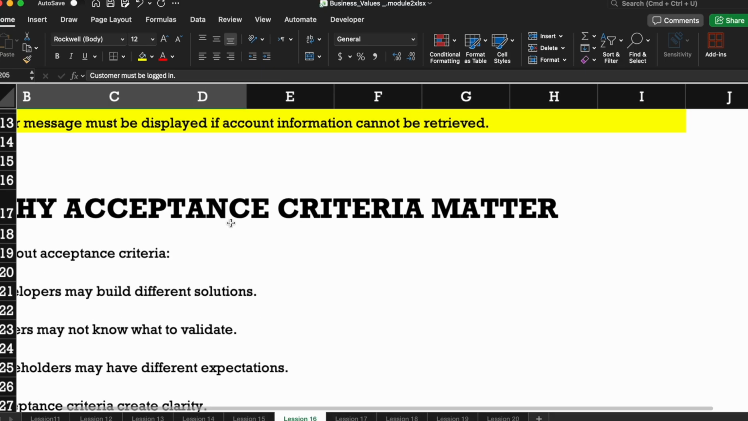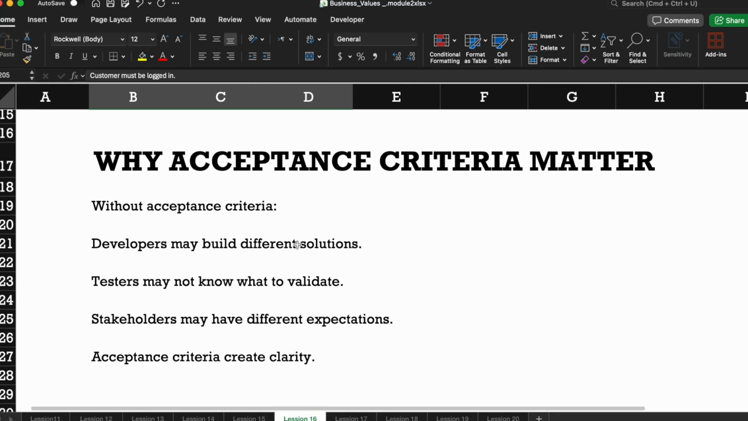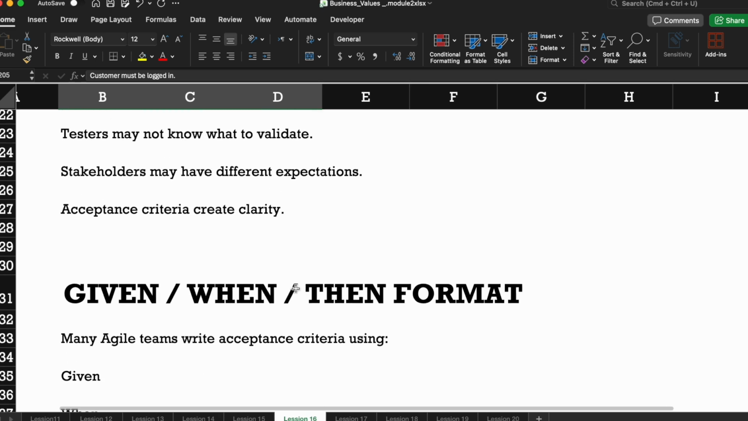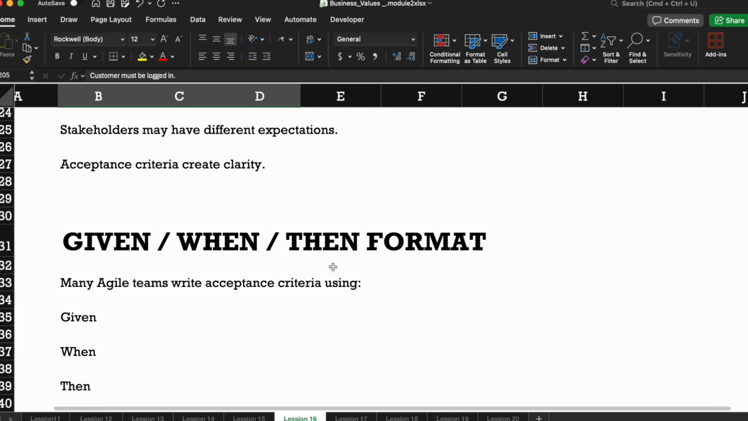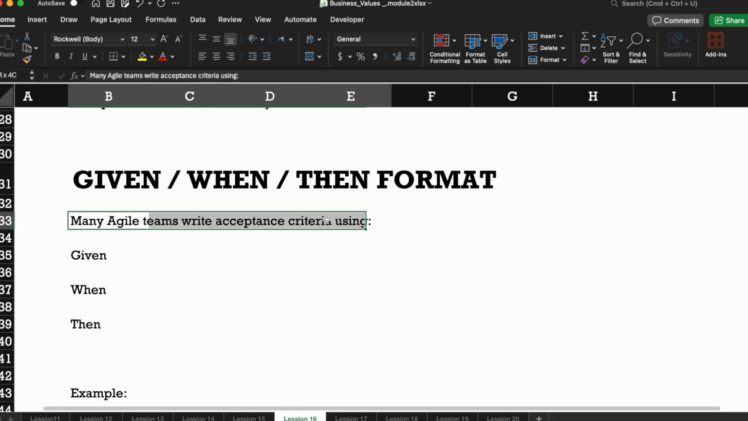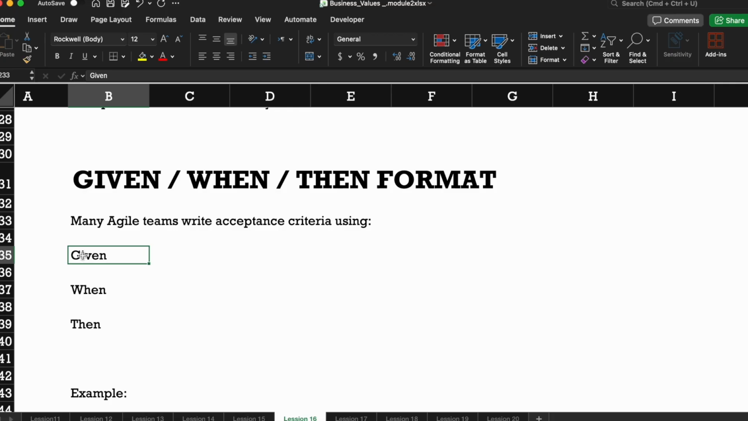So why does acceptance criteria matter here? Without acceptance criteria, developers may build different solutions. Testers may not know what to validate. Stakeholders may have different expectations. So acceptance criteria create clarity. Okay, so here is what we discussed, the given, when, then format. Many agile teams write acceptance criteria using this. Given is the precondition, right? So the customer must log in and the system should display all the accounts for us, that is the given.